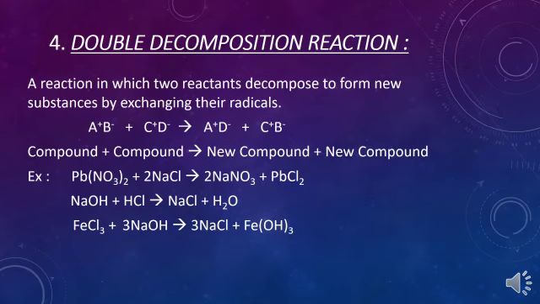Let us take some examples. Lead nitrate, a compound, plus sodium chloride, another compound, on reaction gives rise to sodium nitrate, a new compound, and lead chloride, another new compound. Similarly, in the reaction sodium hydroxide plus hydrogen chloride, sodium chloride and water are the products as a double decomposition reaction. Finally, ferric chloride with sodium hydroxide gives sodium chloride and ferric hydroxide.